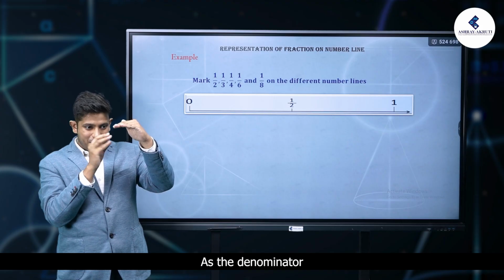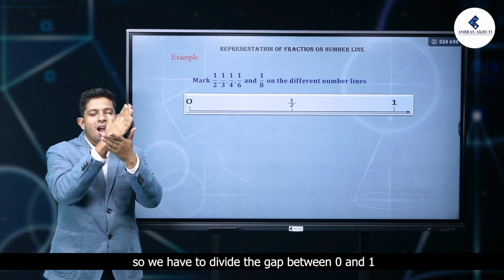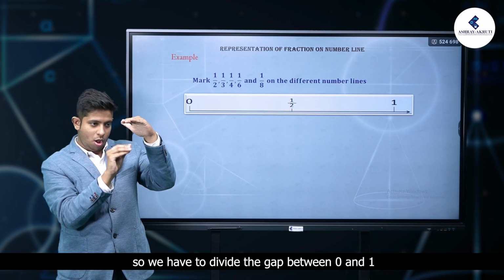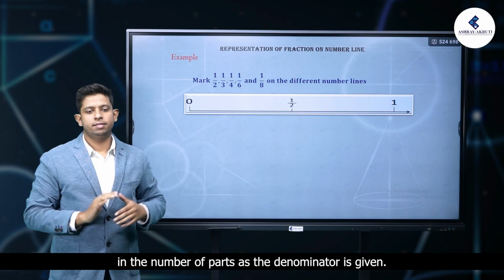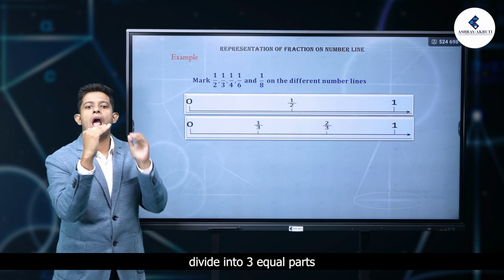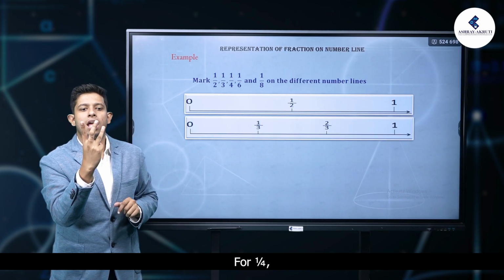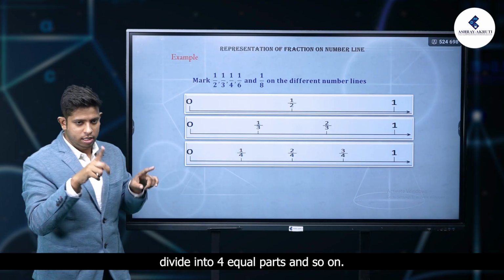As the denominator is the whole and the numerator is the part, we have to divide the gap between 0 and 1 into as many parts as the denominator given. For 1/3, divide into 3 equal parts. For 1/4, divide into 4 equal parts, and so on.